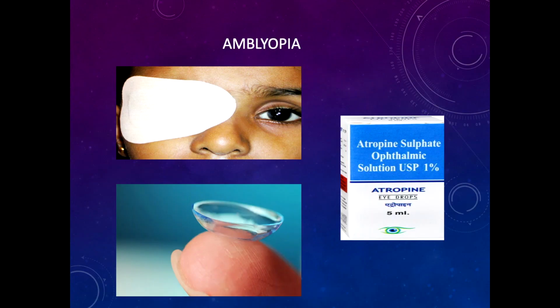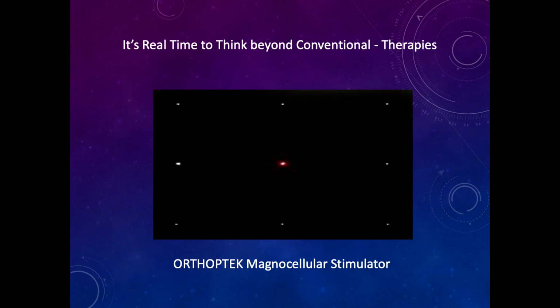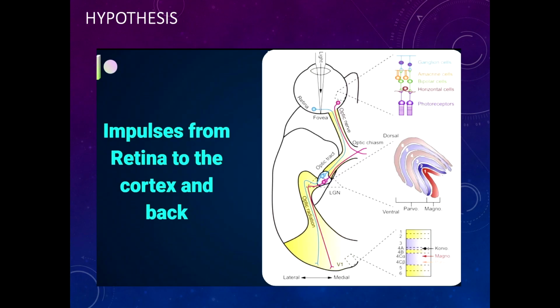amblyopia. All these traditional, conventional managements of amblyopia are very tedious and problematic, and sometimes they also cause reverse amblyopia in the better eye. So it's real time to think beyond the conventional therapy. The answer is the Orthoptech magnocellular stimulator. So what is the hypothesis behind it?